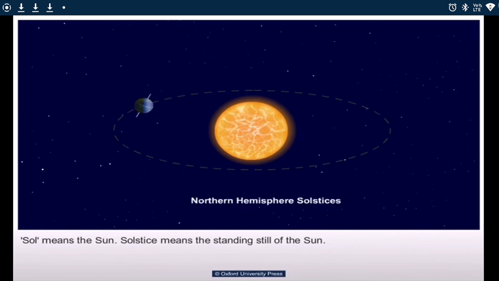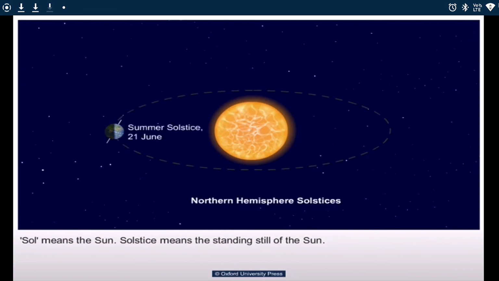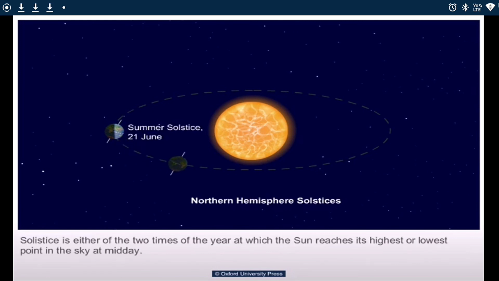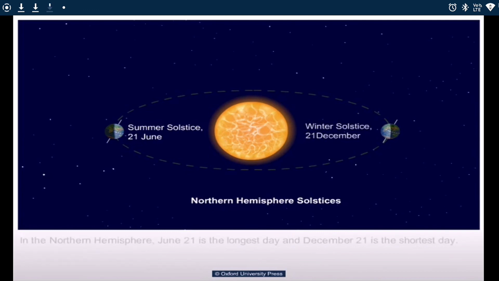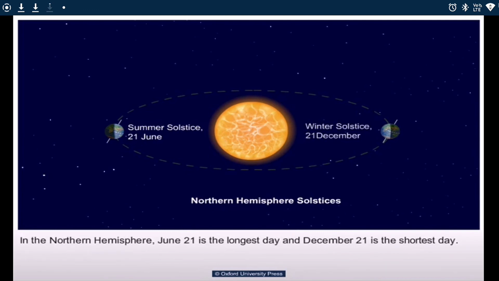Sol means the Sun. Solstice means the standing still of the Sun. Solstice is either of the two times of the year at which the Sun reaches its highest or lowest point in the sky at midday. In the northern hemisphere, June 21st is the longest day and December 21st is the shortest day.